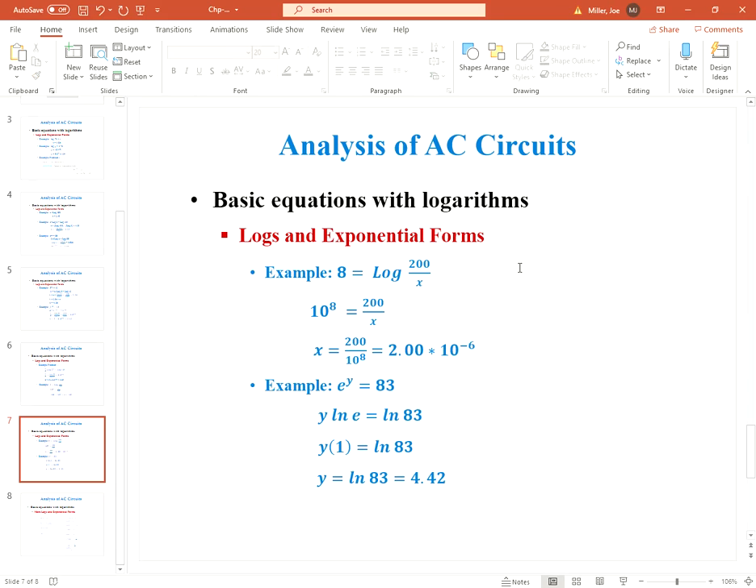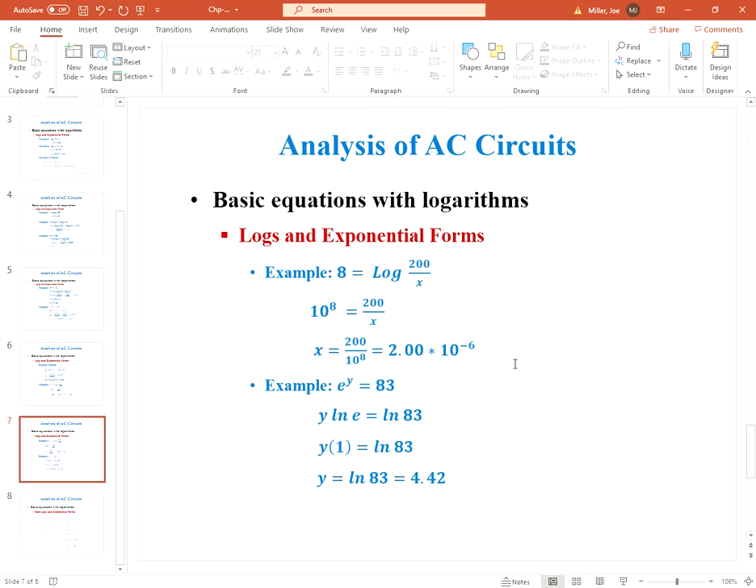Take a look at another example. 8 equals the log of 200 divided by x. Take the anti-log of both sides. In other words, both sides of the equation become the exponent of 10. So we have 10 to the 8th equals 200 divided by x. Multiply both sides of this equation by x, divide both sides of the equation by 10 to the 8th, and we're left with x equals 200 divided by 10 to the 8th, which equals 2 times 10 to the minus 6th.